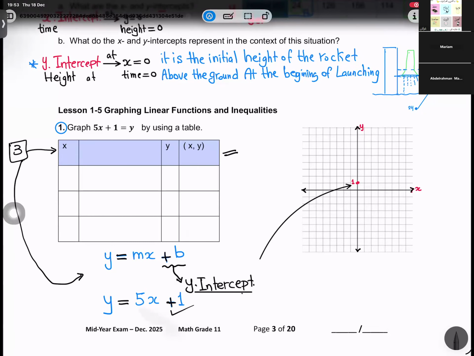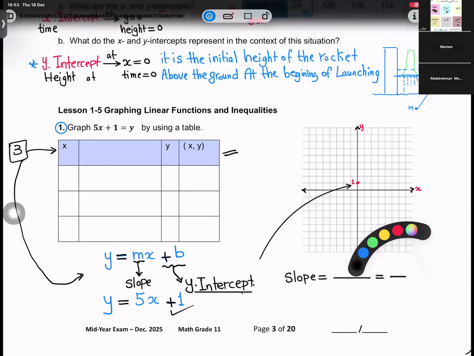What about this number 5, what does it represent? It represents the slope. Excellent, bravo. So the slope is equal to 5. Can we write 5 as 5 over 1, a fraction? Why? Because we need the slope written in fraction form, because it represents rise over run. Bravo. When the numerator is positive, does it mean we are going up or down?